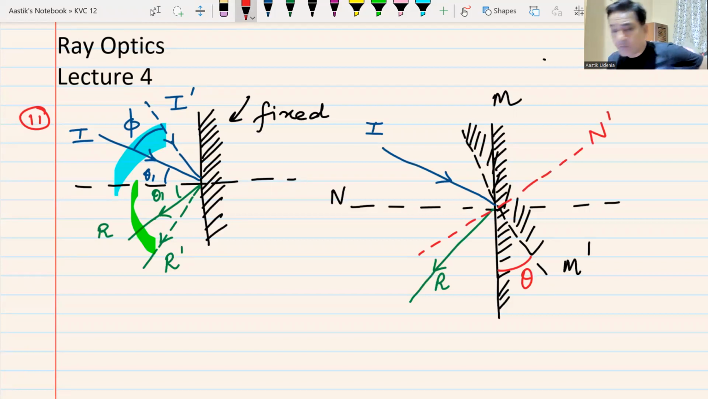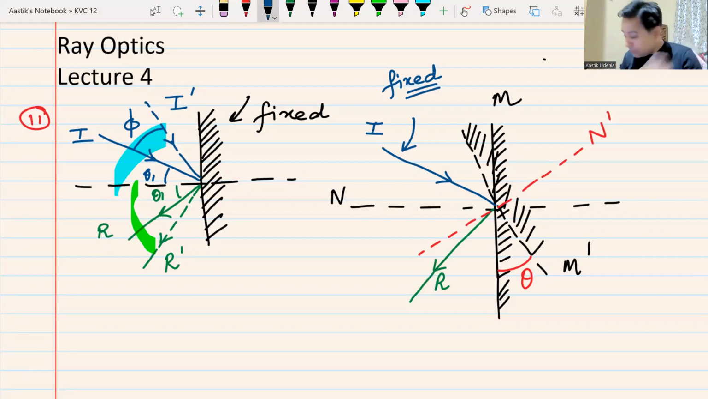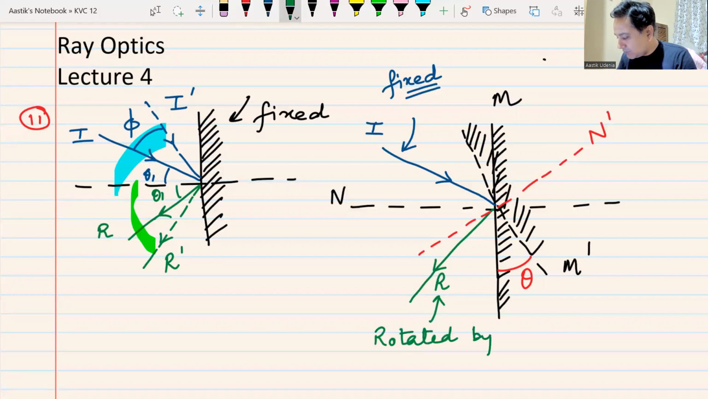Reflected ray will rotate by 2 theta in the same direction. Yes. In this case, this is the original incident ray, and this is kept fixed. Now, in this case, what is going to happen? This new reflected ray will be rotated by an angle of 2 theta. Just remember this. Rotated by an angle of 2 theta.